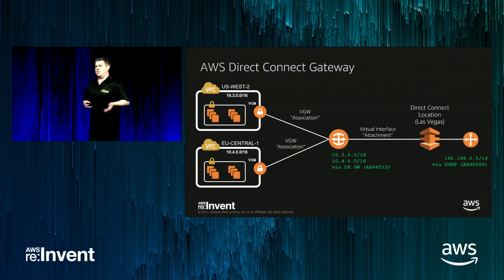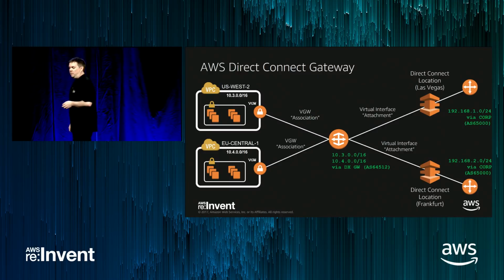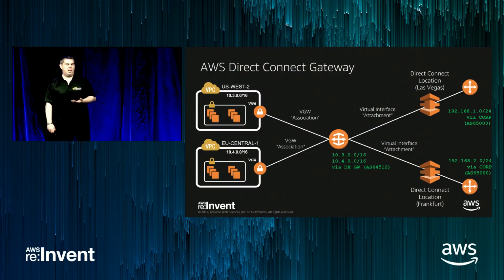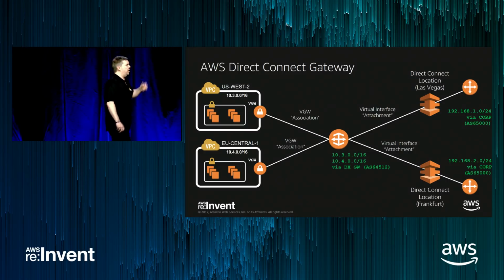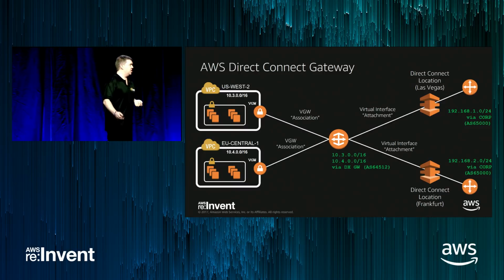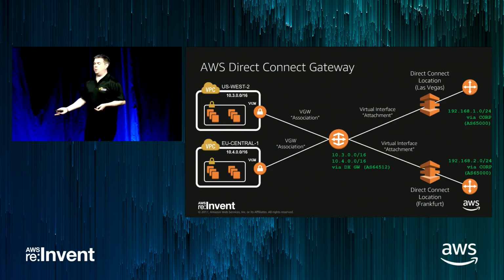So it combines those together over that single virtual interface. We can go one step further. We can actually create another private virtual interface, perhaps via the Frankfurt location. This might be an example of an organization such as yourselves where you actually have a presence in the US and a presence in Europe.